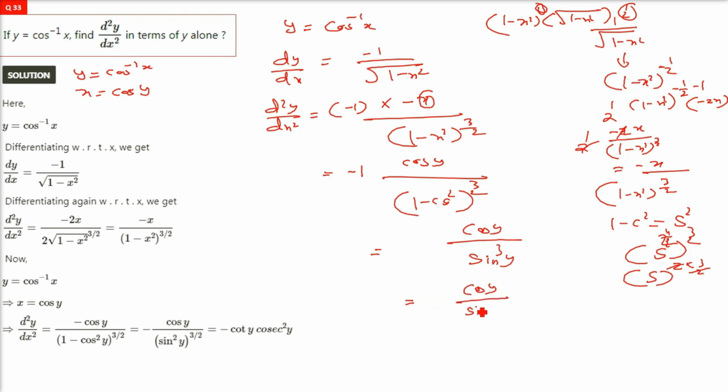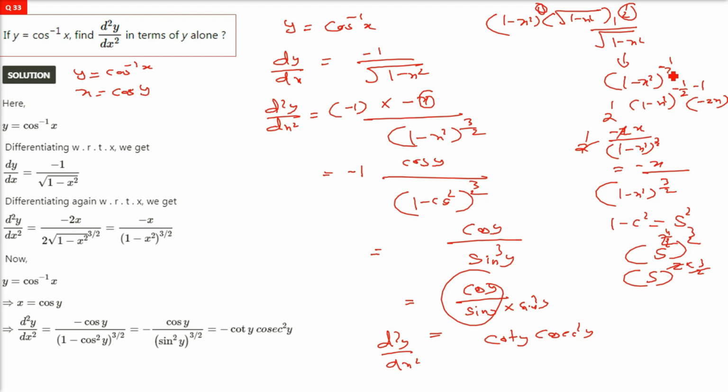Sin cube y can be written as sin y into sin square y. Cos y by sin y is cot y, and this 1 by sin square y is cosec square y. This is your d2y by dx2. So this sign, as I said, will be negative because I have already shown you that this minus half into minus 2x gave us the positive sign. So there is only a negative that remains. So you have to put a negative in front of cot y into cosec square y.